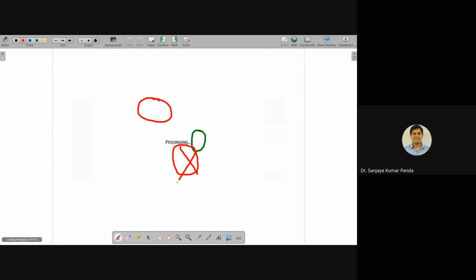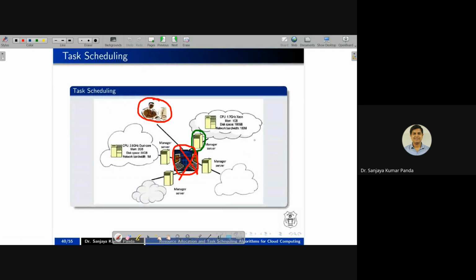But all the clouds which are participating in the network have different capacity. As they have different capacity, we call that a heterogeneous cloud. So this environment is called a heterogeneous multi-cloud environment.